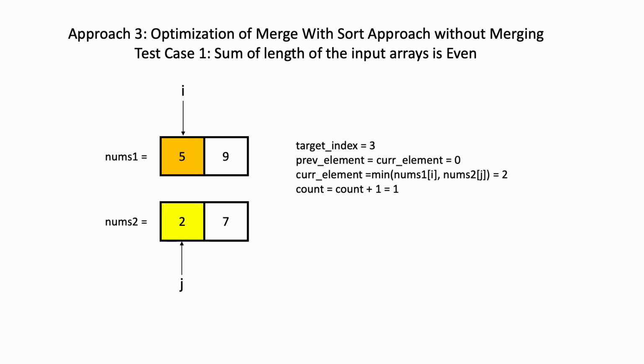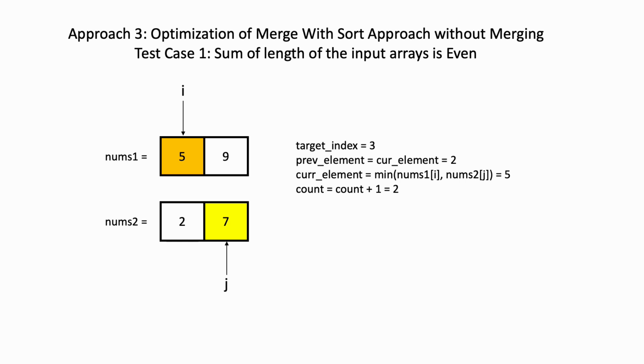Previous element will be updated to the current element, which is 0. Then we update the current element to the smallest of the two elements that the ith and jth pointers are pointing to, which is 2. The count will become 1. We increment the pointer of the smaller element chosen, which is the jth pointer.